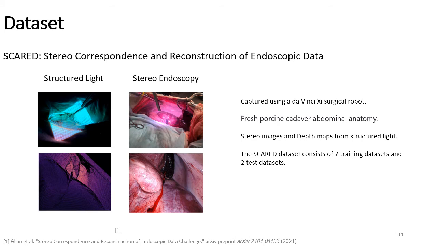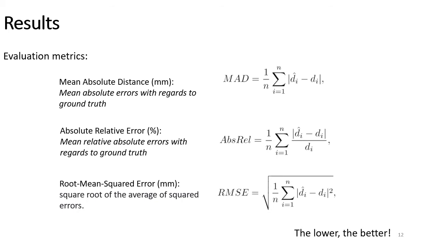It provides stereo images and the corresponding depth maps created from structured light. It was captured using a da Vinci surgical robot on cadaver abdominal anatomy. For our results, we use mean absolute distance, absolute relative error, and root mean squared error to evaluate performance. So the lower the values, the better the performance.